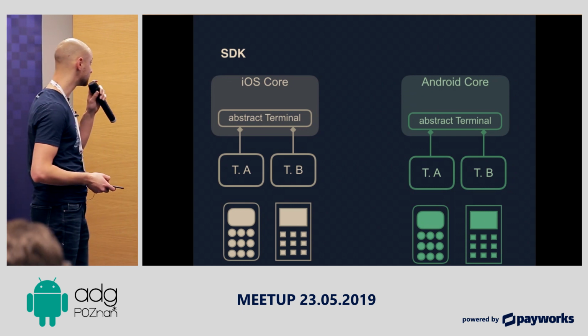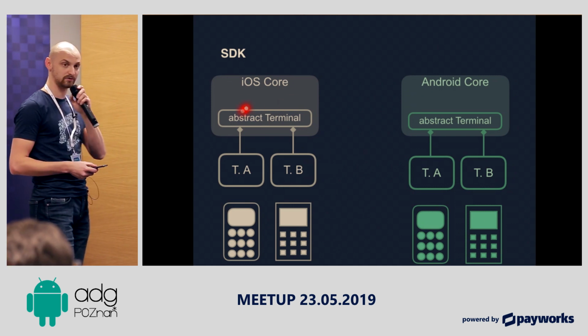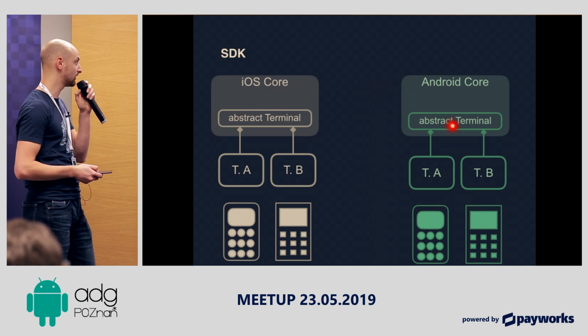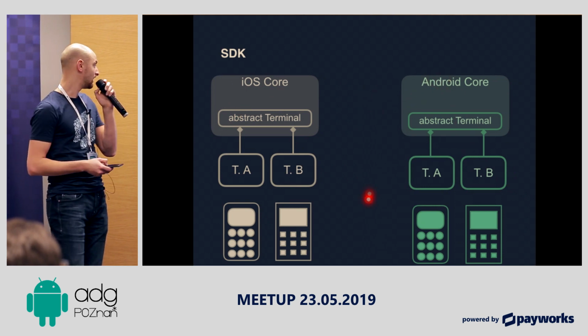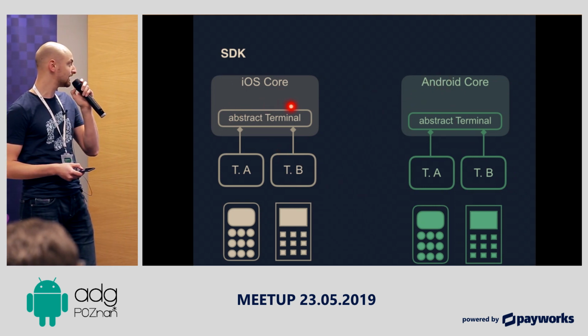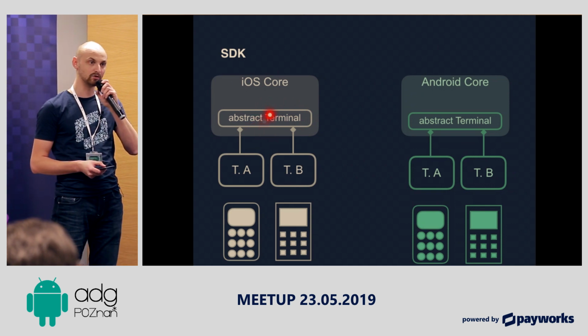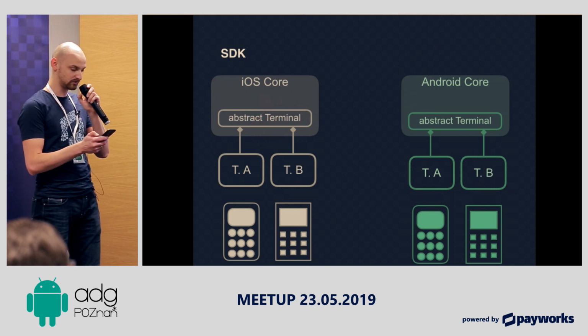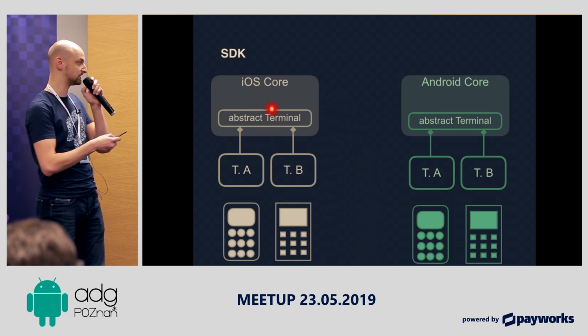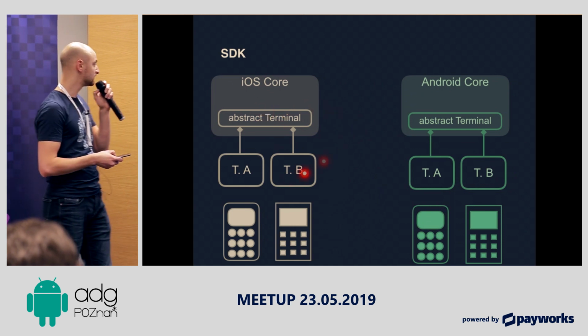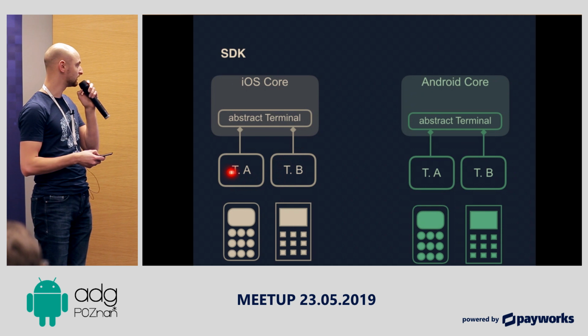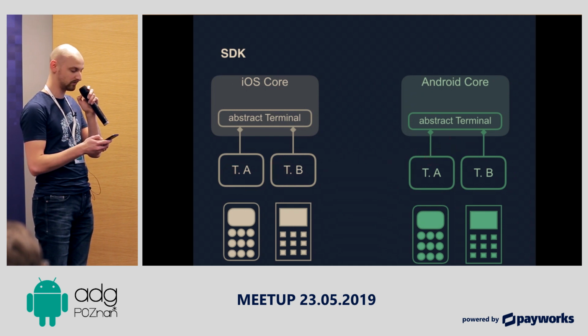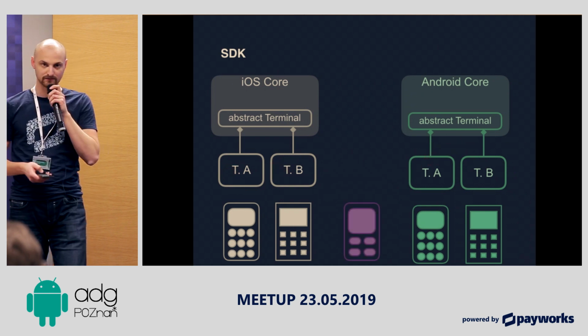So this is how we have it. We have one repository for iOS, where the business logic is, and we have one repository for Android, right? And we actually have one abstract class here, and all the code which is inside here should talk with this specific abstract class. And then we have a different repository for terminal A, terminal B, and the same is done on Android. So now we want to add another terminal.